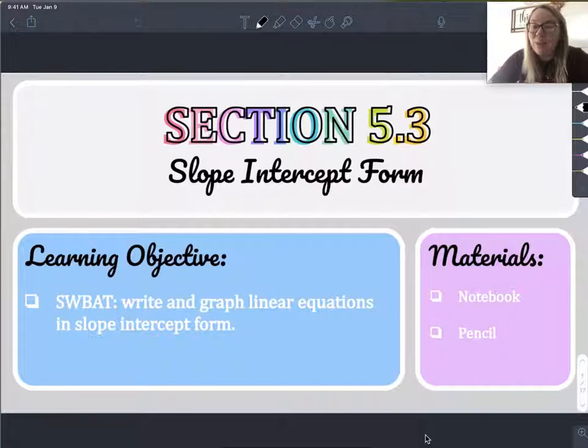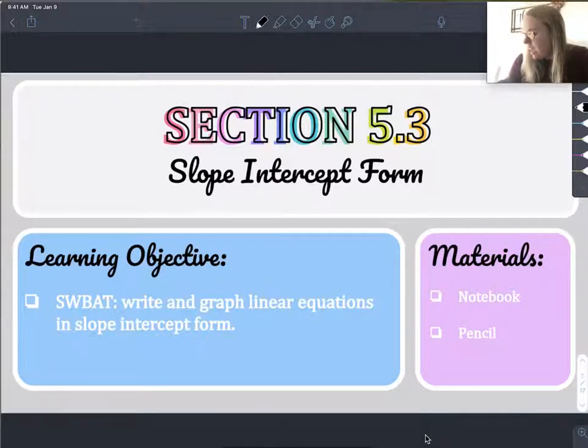This is lesson 1 and we're going to be looking at slope-intercept form. So today we're going to work on writing and graphing linear equations in slope-intercept form. You will need a notebook and pencil, and then if you do have that pad of graph paper, you're going to need that as well.